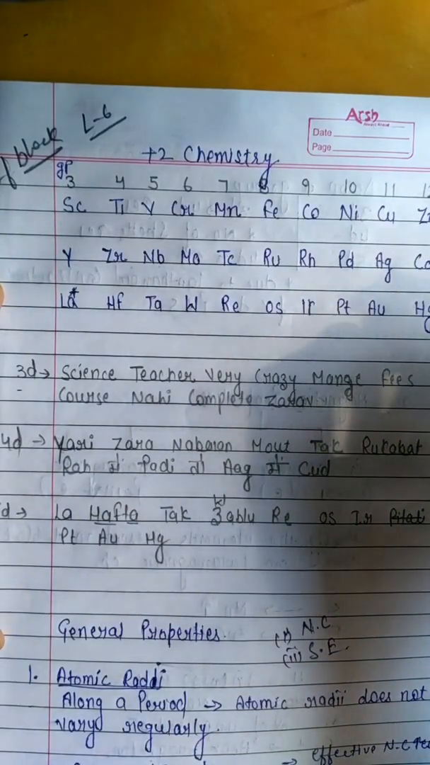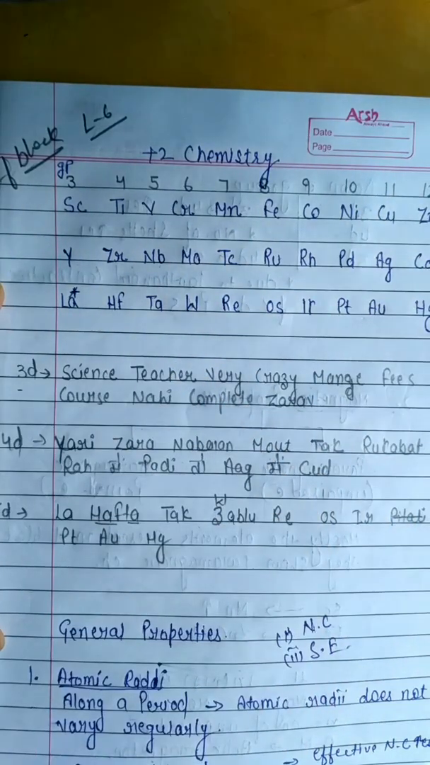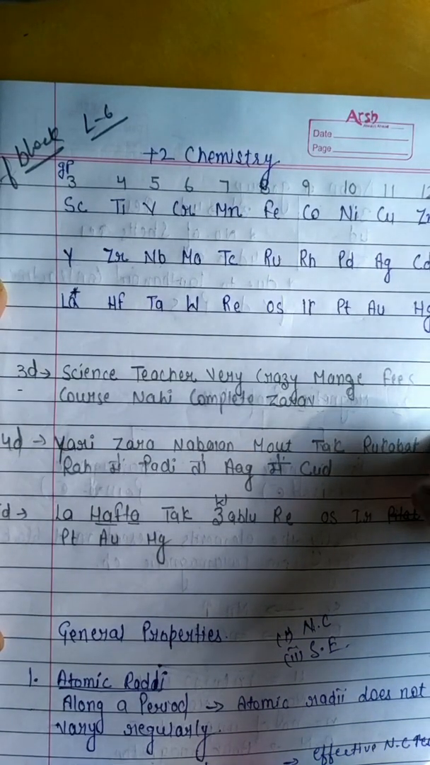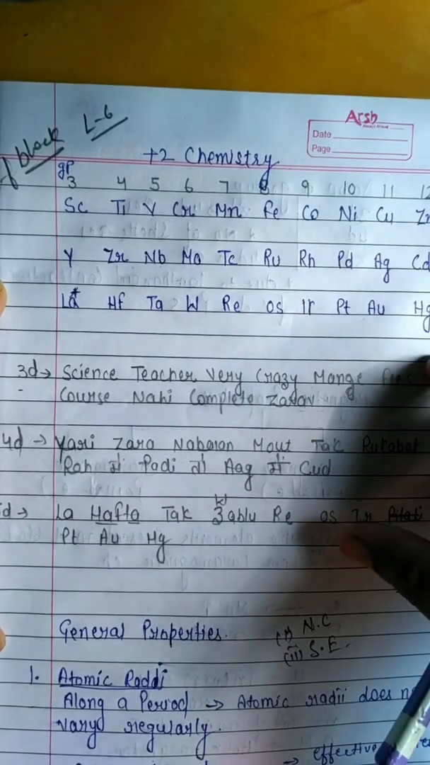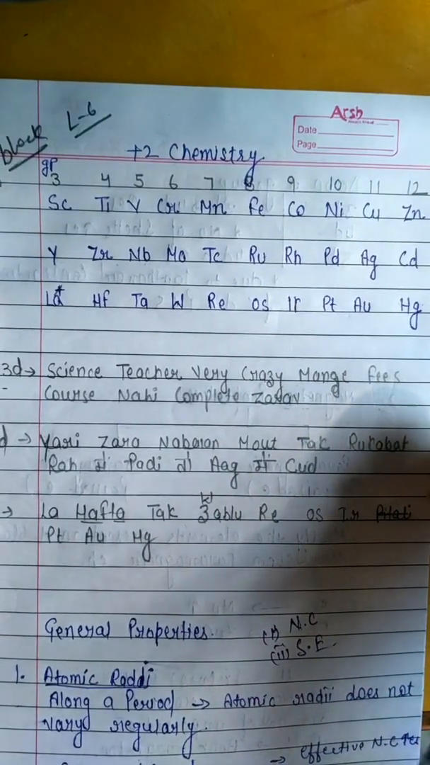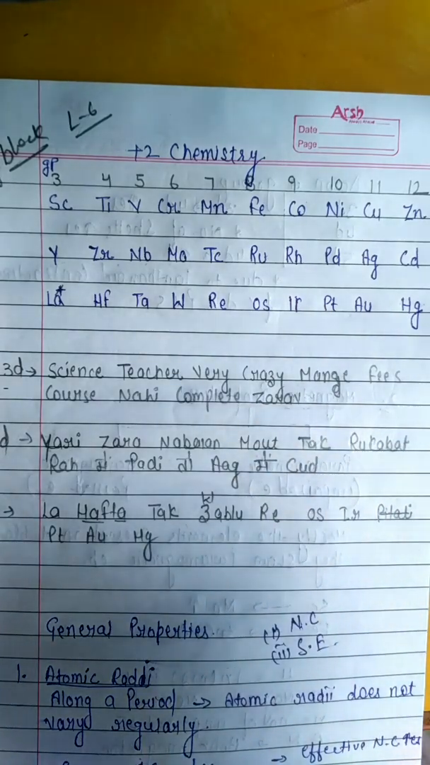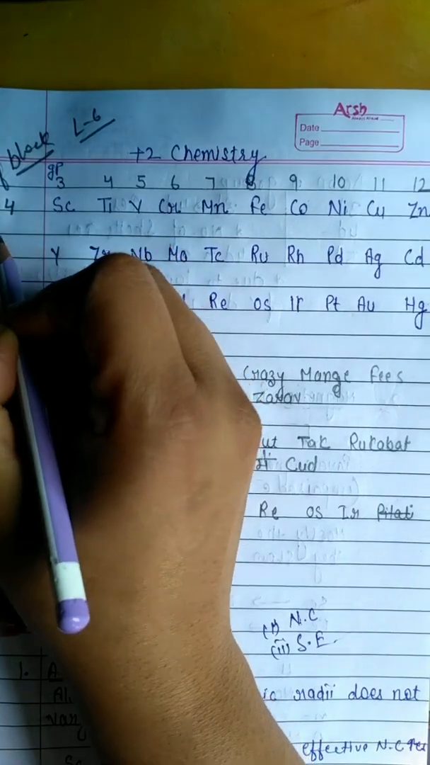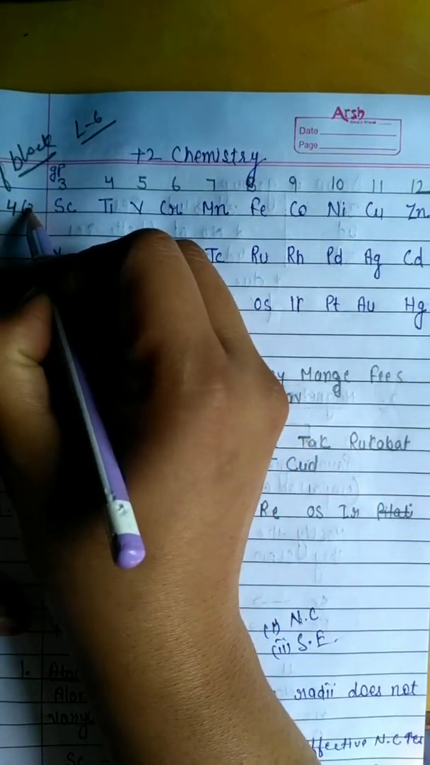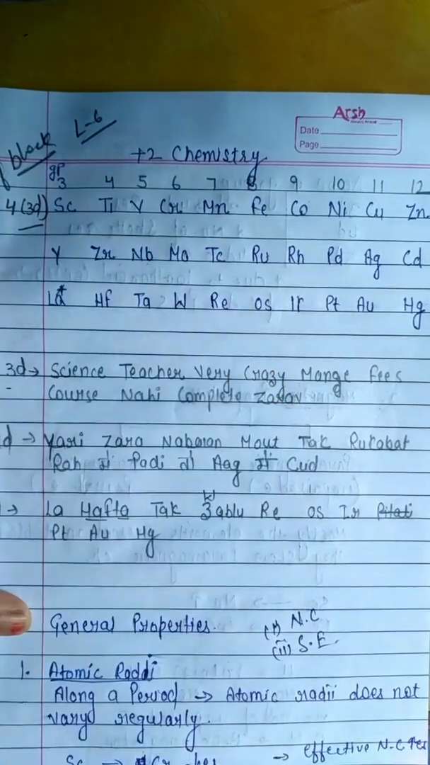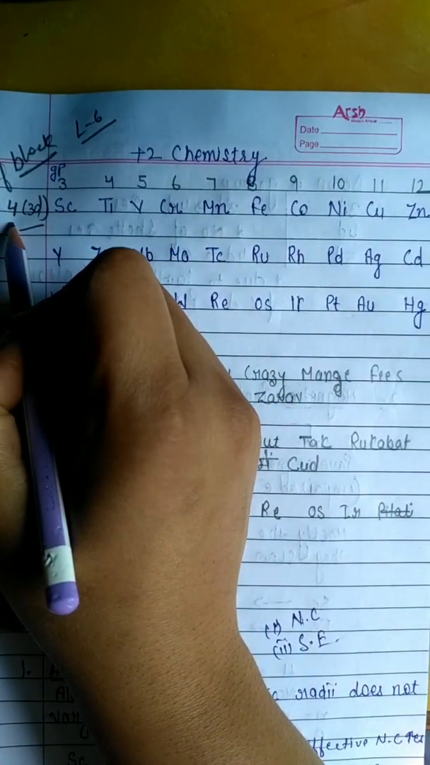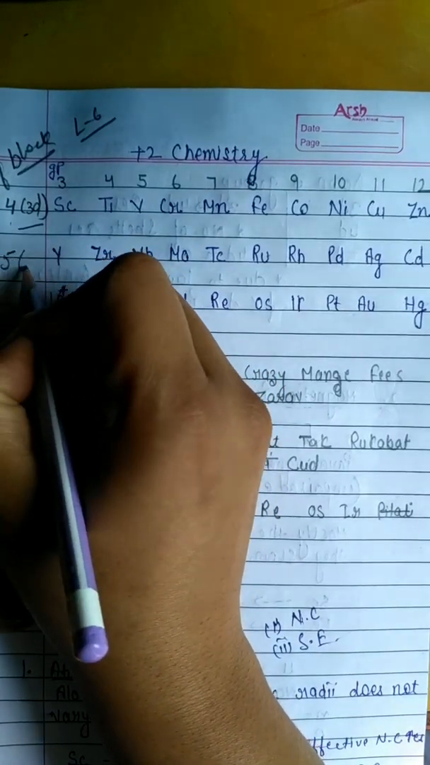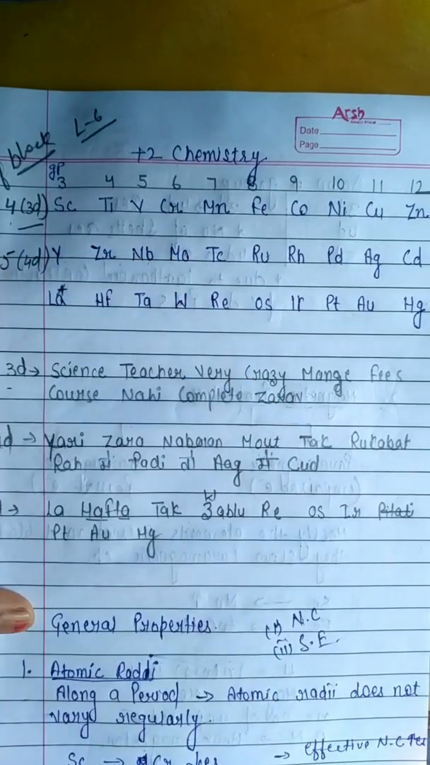Firstly, we are discussing the D block elements, that are called transition elements. And today I am giving you a trick to remember these D block elements. First we have to fill the electrons in 3d, which is the fourth period. In the fifth period, we have to fill the electrons in the 4d orbital.